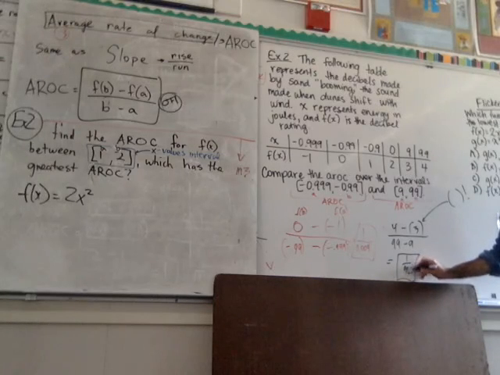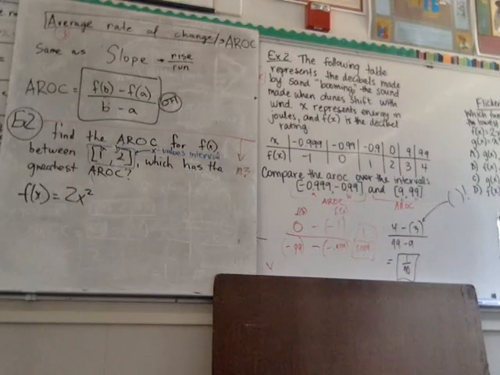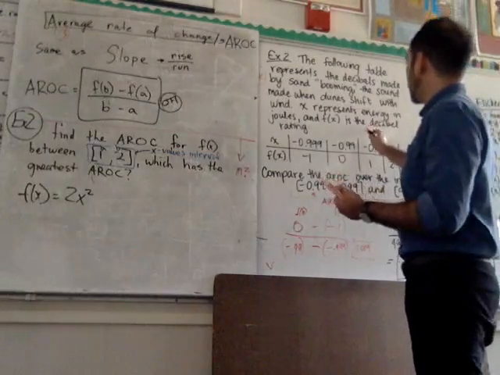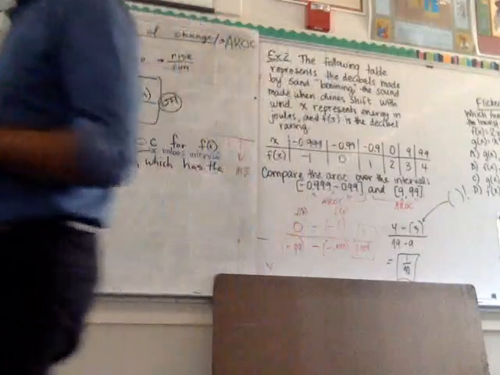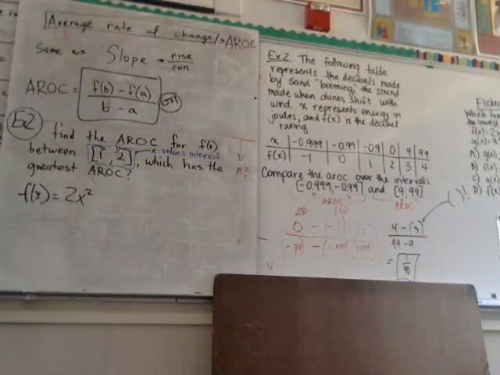Okay. So let's see. Now tell your neighbor which one has what we're looking for here. Compare the AROCs over the intervals. So how would you compare those two? What do you say for that? How do you respond?